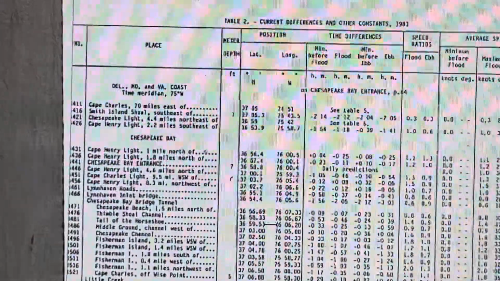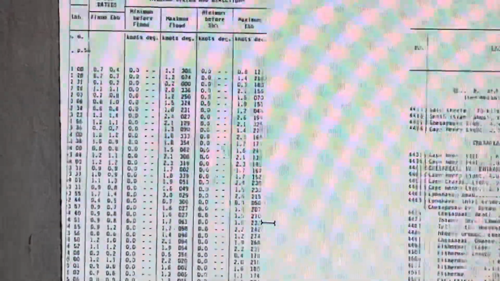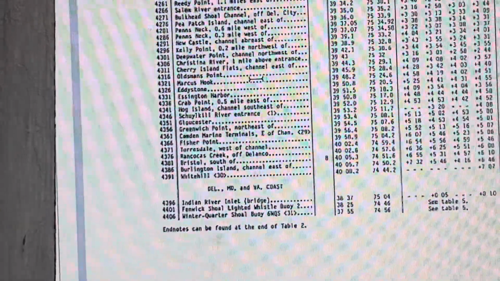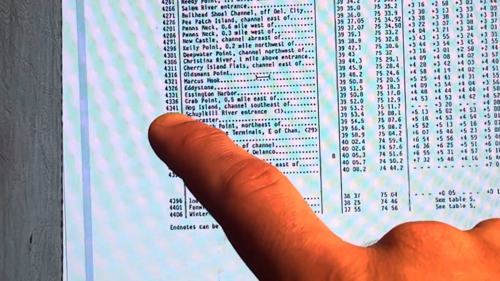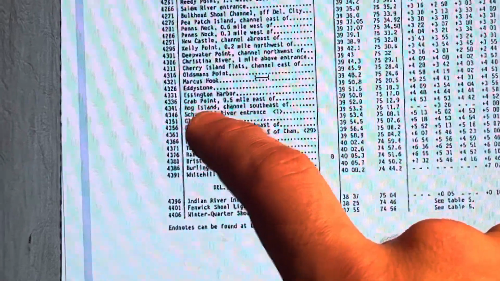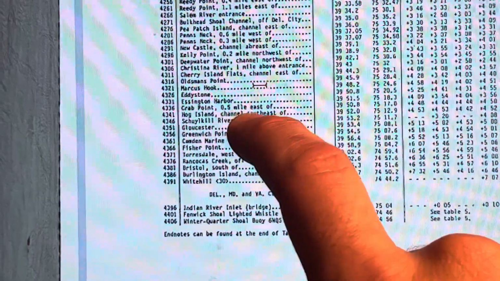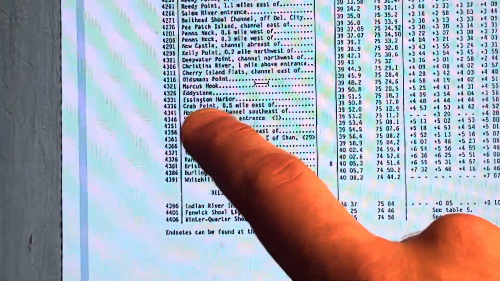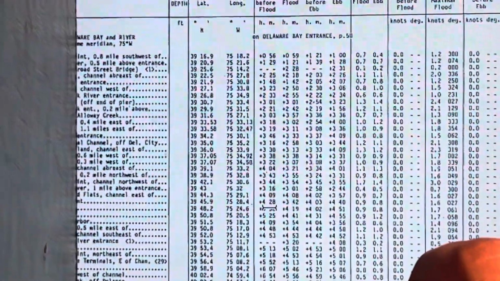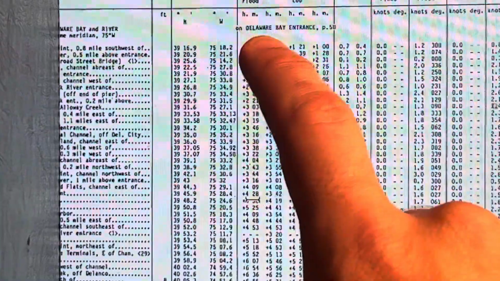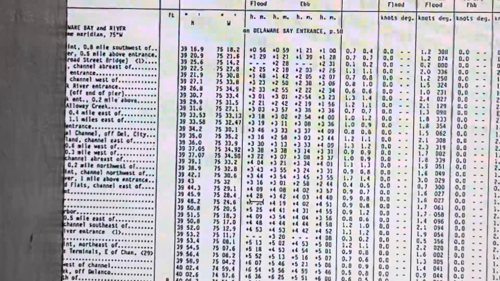Now we're at the 5,000s, 4,400, 4336, Crab Point, technically a half a mile east of Crab Point. Whatever, that still is valid. So I guess out of curiosity, the first thing we should check before we even get into the correction factors is just what our main station is, so you can see Delaware Bay entrance. Okay, so this is somewhere on the Delaware River.